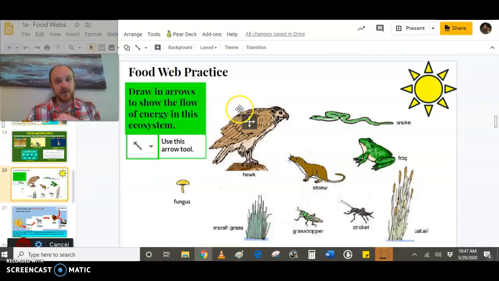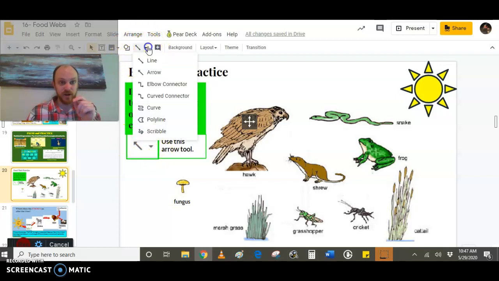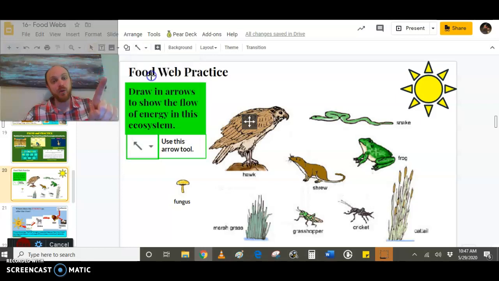Then, when you come down here, I want you to actually draw in arrows. You're going to use this tool. You're going to find this tool right here. I hope you can see my mouse. You're going to click this because you don't want to select a line, because lines don't show energy flow. I need a direction. Directions are important. So you're going to come down here to click arrow.